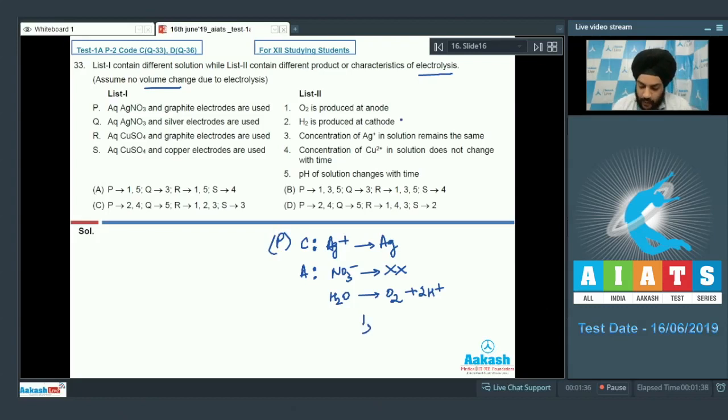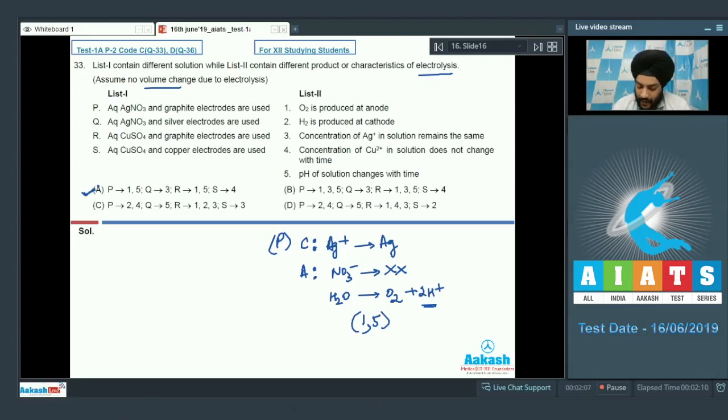H2 is produced at cathode. This will not be a match. Concentration of Ag plus in solution remains the same. This will not be a match. Concentration of Cu2 plus. This is not relevant to this case. pH of the solution will change with time. This is correct, students. So 5 will be a match. We can see that H plus ions are getting formed, and with the increase in the electrolysis, the pH will keep on decreasing. So P will be matched with 1, 5. So in the back of our heads, we can see that the answer is most likely to be A.